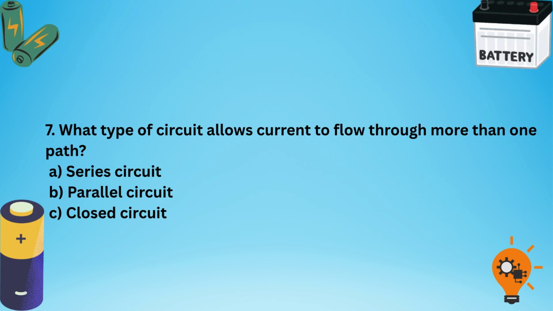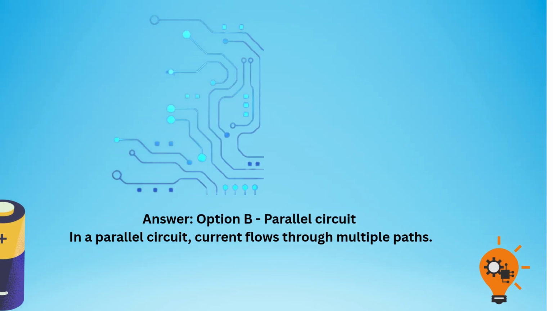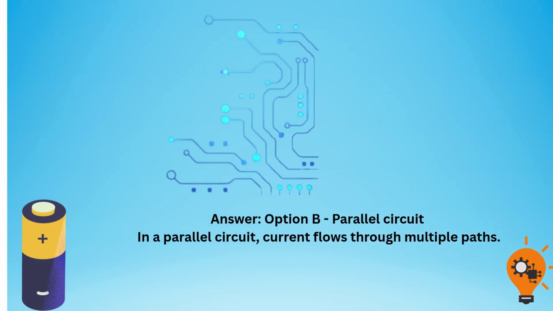What type of circuit allows current to flow through more than one path? Series circuit, parallel circuit, closed circuit. In a parallel circuit, current flows through multiple paths.